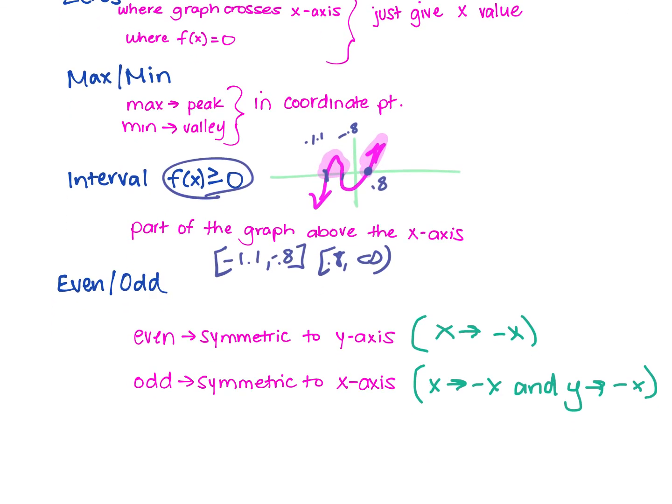And then came even and odd. Even symmetric to the y-axis, odd symmetric to the origin. Wait, that's not true. Origin, cross that out, guys. It's origin, not x-axis. This is right. You do x to negative x and y to negative y. So this is if you can fold it diagonally. Questions on that?